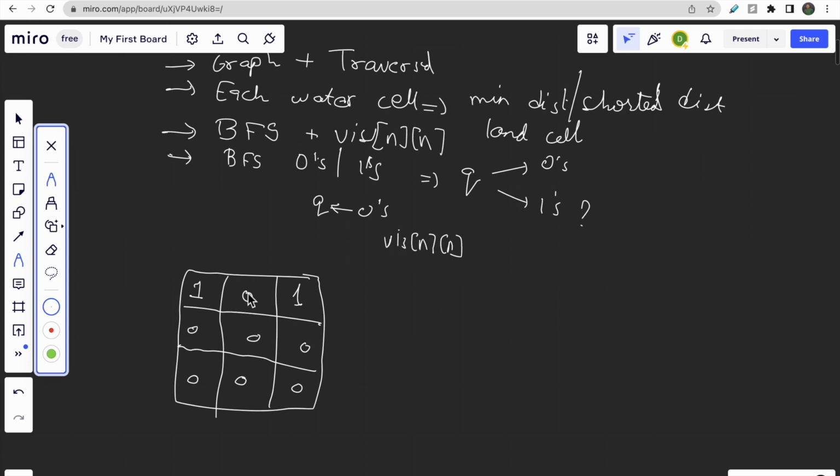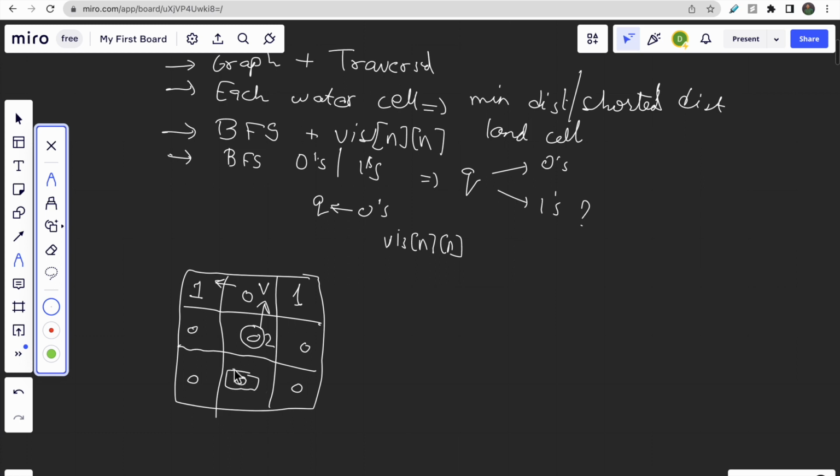Let's say we have a visited array of size n cross n. We traverse this 0 first, so it visits this cell, and for visited let me just write it as V. So now this cell is visited. From here, let's say this 0 goes to here. For this 0 the minimum distance it got is 2. No better answer is possible for this 0. Now let's talk about this 0.